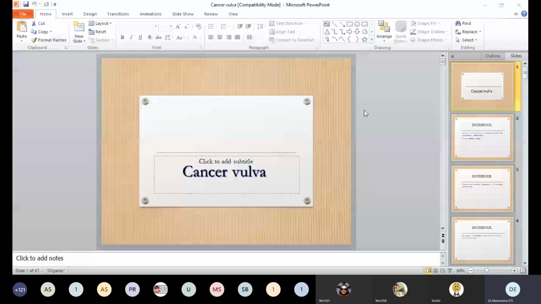So what are the pelvic nodes? In that comes your external iliac group. See here, this is the external iliac group, and then you have the obturator nodes, then comes the para-aortic nodes. So let me repeat it once again.